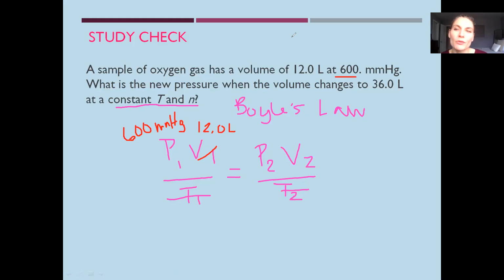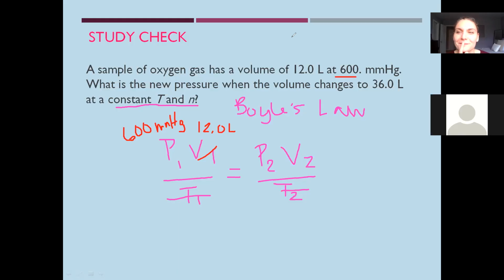Why did they throw that dot at the end of 600? Does anyone know? Why would they do that dot? Was that just by accident or was there a reason for it? Does it have to do with significant figures? Yep, it's 3 significant figures. Perfect. So if you just did this and there was no decimal place, you would only have 1 significant figure.